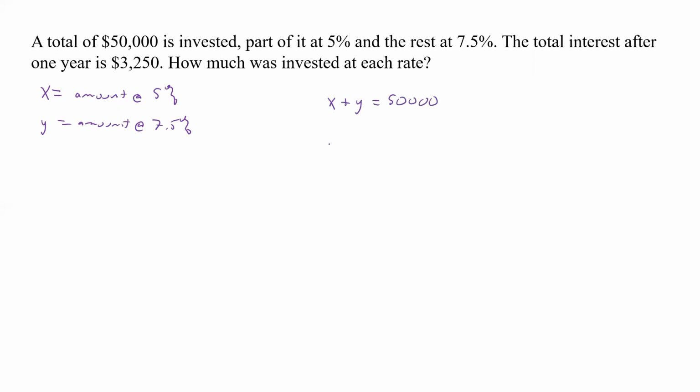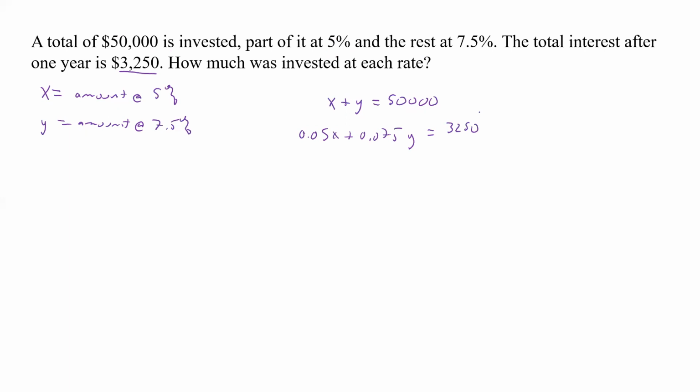Okay. And then if we take each percent times that value and then add both of those together, we should get a total of that much interest. Now remember, when we're working with percentages, we have to convert to decimal. So it's going to be 0.05 times X plus 0.075 times Y, and that's going to equal 3250.